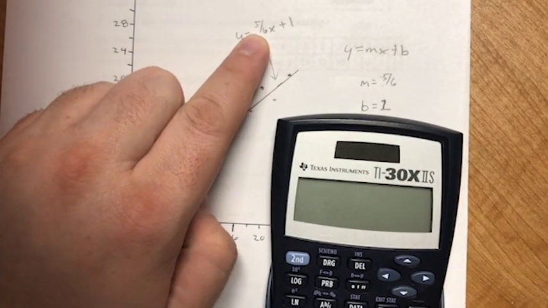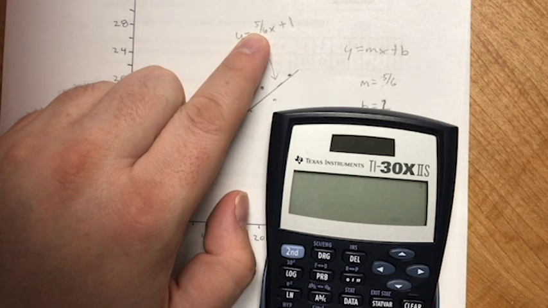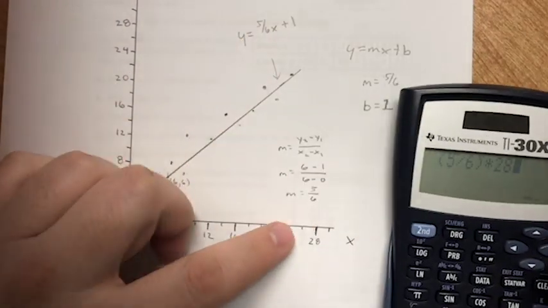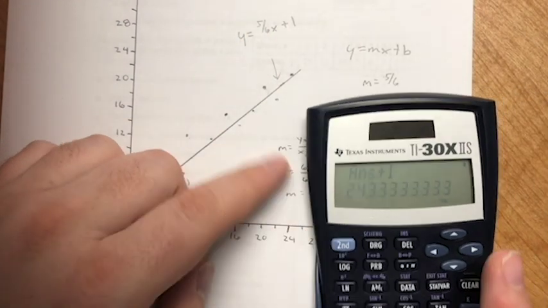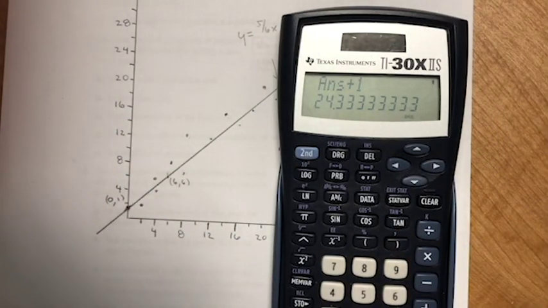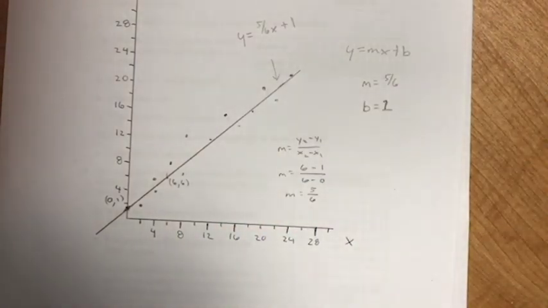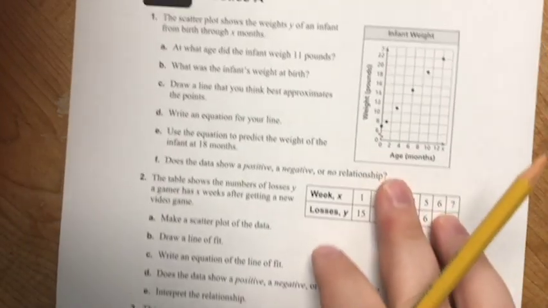So I can plug things in. I can say 5/6 times 28, which is what I'm wanting to see, as giving me a number, plus 1. So if I were to trace this out, when x is 28, my y should be around 24, give or take. And that's what this is about. Line of best fit allows you to do estimation. So let's do a couple other things here.